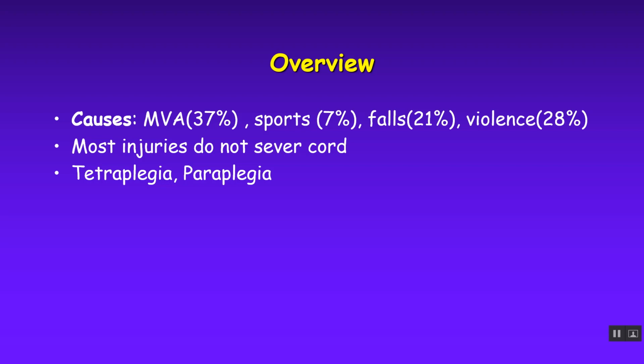Tetraplegia versus paraplegia. Tetraplegia means you just have some involvement of all 4 limbs. Paraplegia means you just have some involvement of your lower limbs, but nothing of your upper limbs. Okay, that's what we mean by tetra. Doesn't mean you're totally paralyzed. Just means you have some involvement of all 4 limbs if you're tetraplegic, or some involvement of both lower limbs if you're paraplegic. And there's lots of tetra and paraplegics walking around, and you may not even know they're tetraplegic or paraplegic.